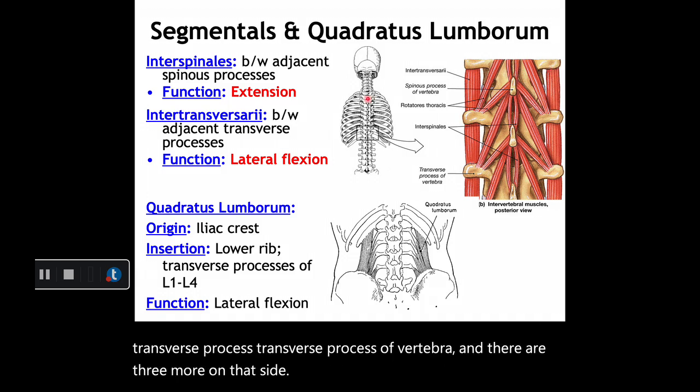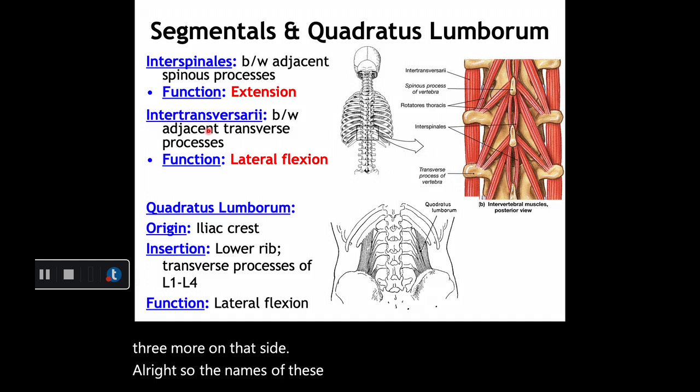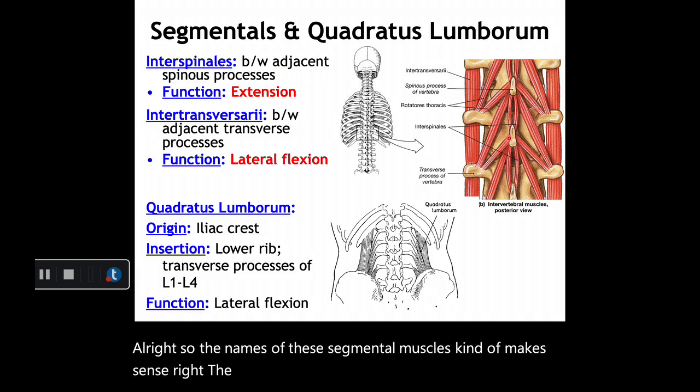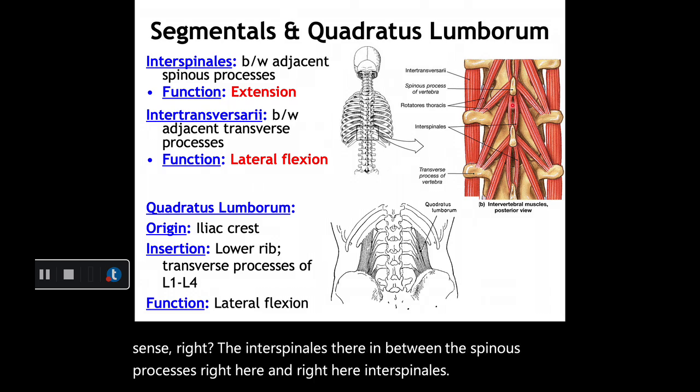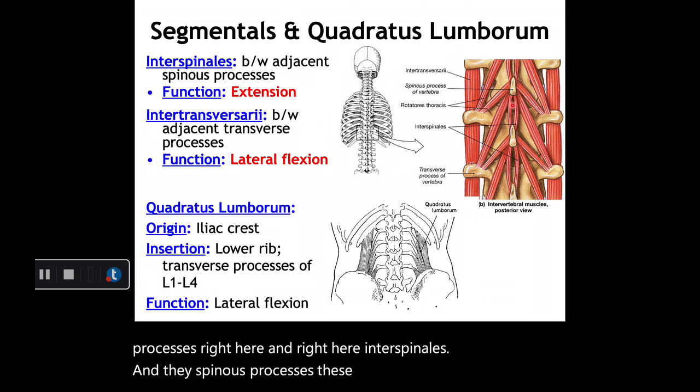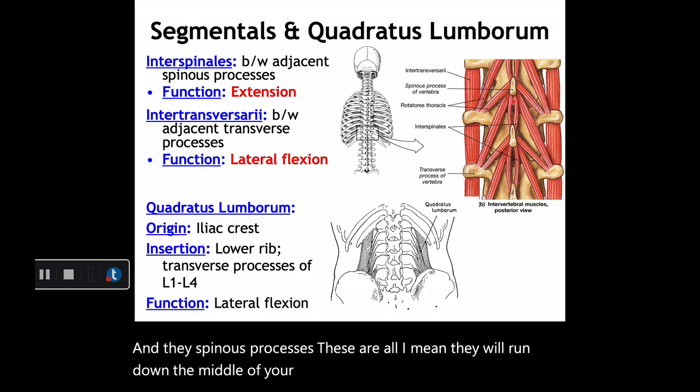All right, so the names of these segmental muscles kind of make sense. The interspinales, well, they're in between the spinous processes, right here and right here, interspinales. And the spinous processes all run down the middle of your back, so they're going to help extend and hyperextend the trunk.